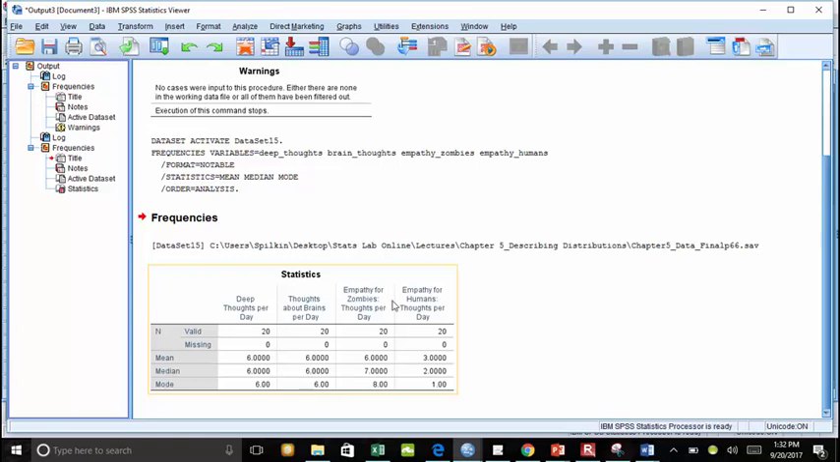Here we've got empathy for zombies per day. Now here the mean is 6, the median is 7, and the mode is 8.